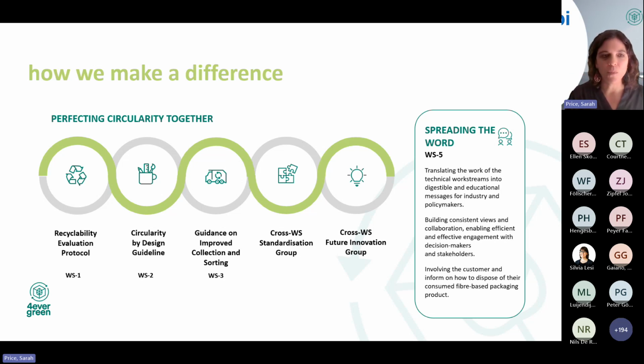So the first one, work stream number 1, is focused on the recyclability evaluation protocol. Second work stream is focused on the circularity by design guideline. Third work stream is focused on guidance on improved collection and sorting. And then we've got 2 relatively new work streams as well. One is focused on standardization, so really looking to leverage 4evergreen's deliverables into various standardization processes that are ongoing, as well as a future innovation group.